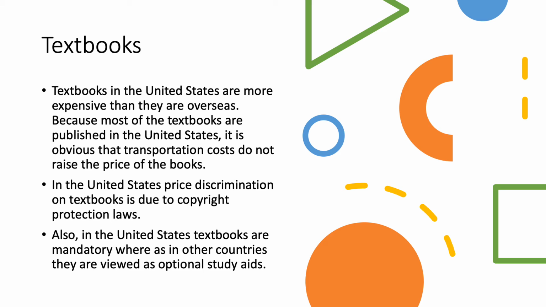Textbooks. Textbooks in the US are more expensive than they are overseas. Because most textbooks are published in the US, it is obvious that transportation costs do not raise the price of the book. In the US, price discrimination on textbooks is due to copyright protection laws. Also in the US, textbooks are mandatory, whereas in other countries they are viewed as optional study aids.